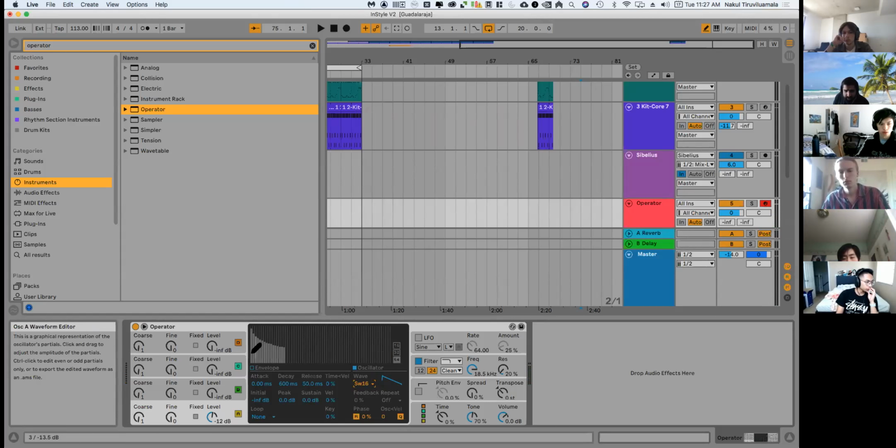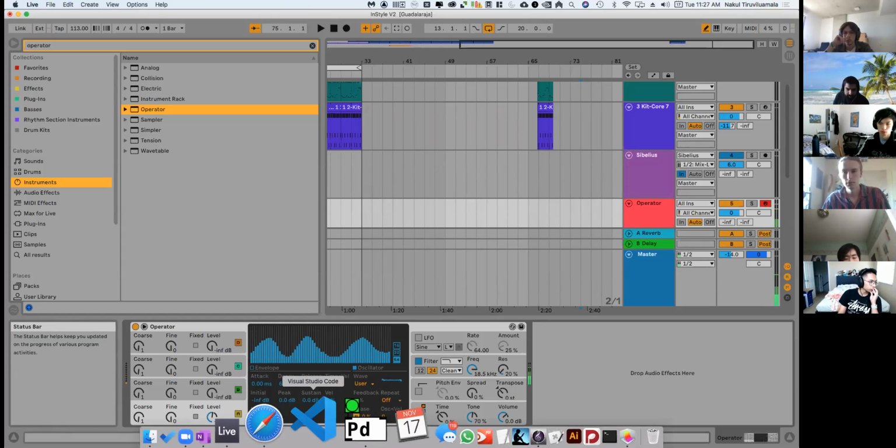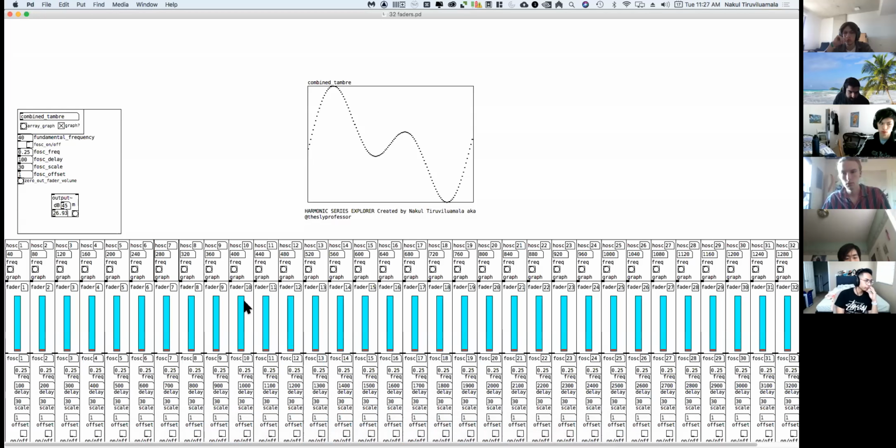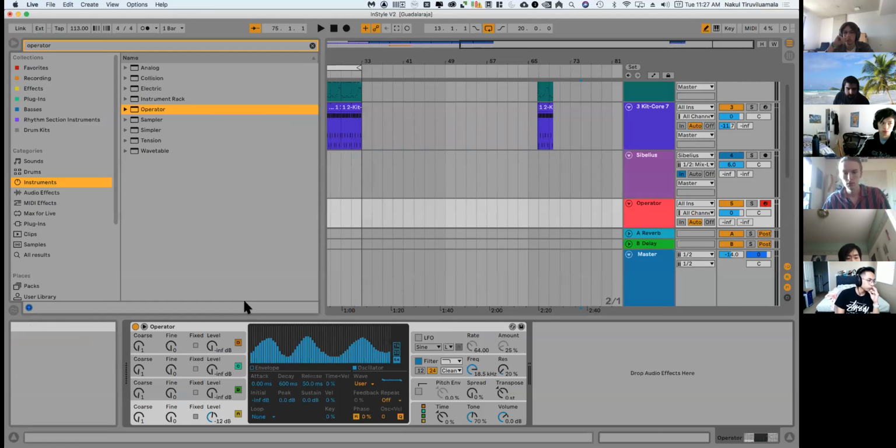So in this particular synthesizer, you can actually draw in your own shapes. This is pretty much identical to what I made in this particular software. So you can see what it sounds like to mess around with the harmonic series. So remember, each of these bars represents different harmonics in the harmonic series.